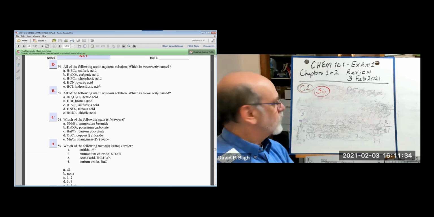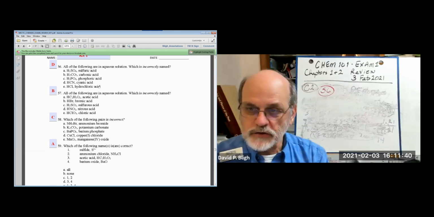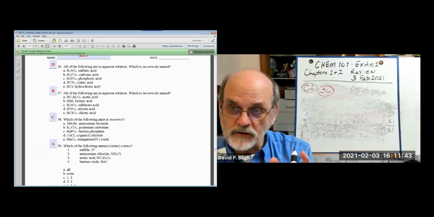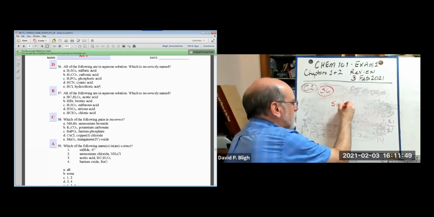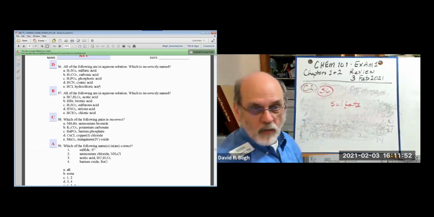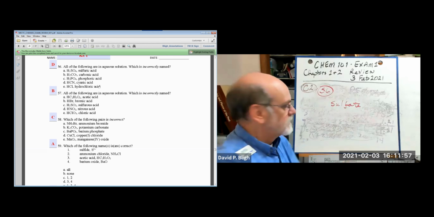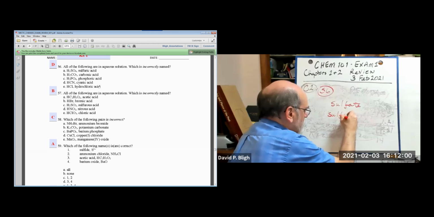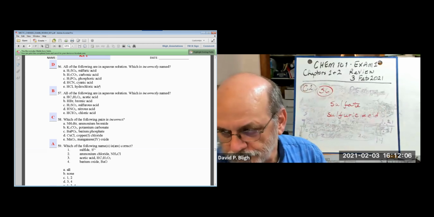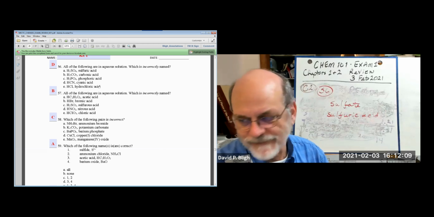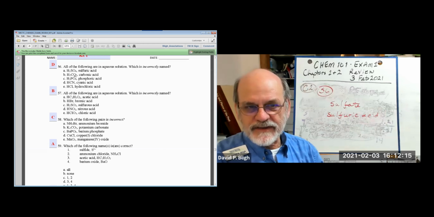How about H2SO4? There's oxygen there, so you don't say hydro. You just look to the non-hydrogen part of the molecule, which in this case is a polyatomic ion, and it says that sulfate was the origin of the polyatomic anion, and ates become ic. So it's sulfuric acid. That one's correct.